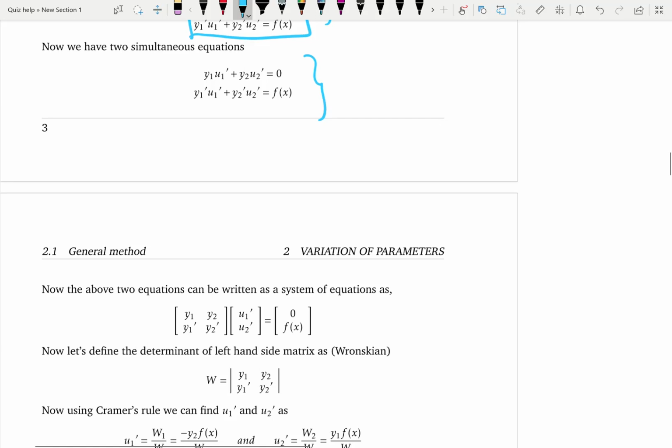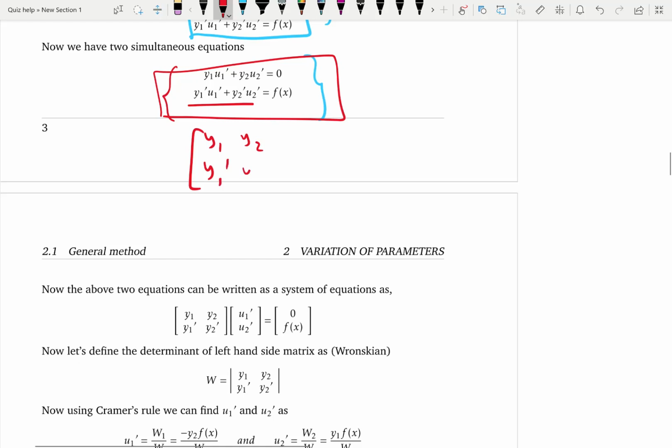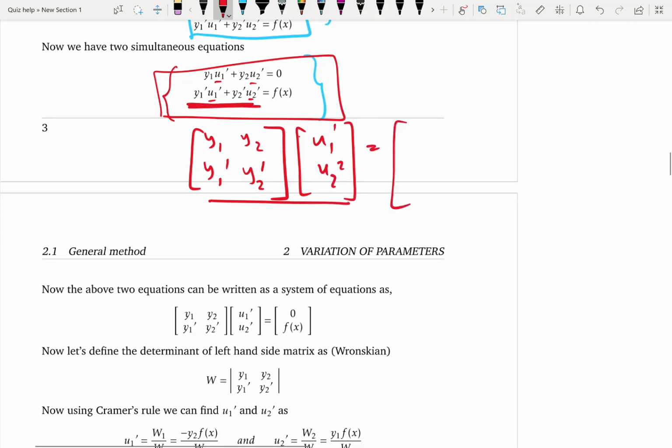and imposing conditions. Now when you come to here, we can solve this using Cramer's rule. Let's try to write this simultaneous equation as a matrix equation. That means I can rewrite this left hand side as the matrix y1 y2, y1 prime y2 prime, extracting the coefficients of u1 prime and u2 prime. Here is the vector u1 prime, u2 prime, and if you multiply these two, this is exactly what you get. This is equal to 0, f(x).